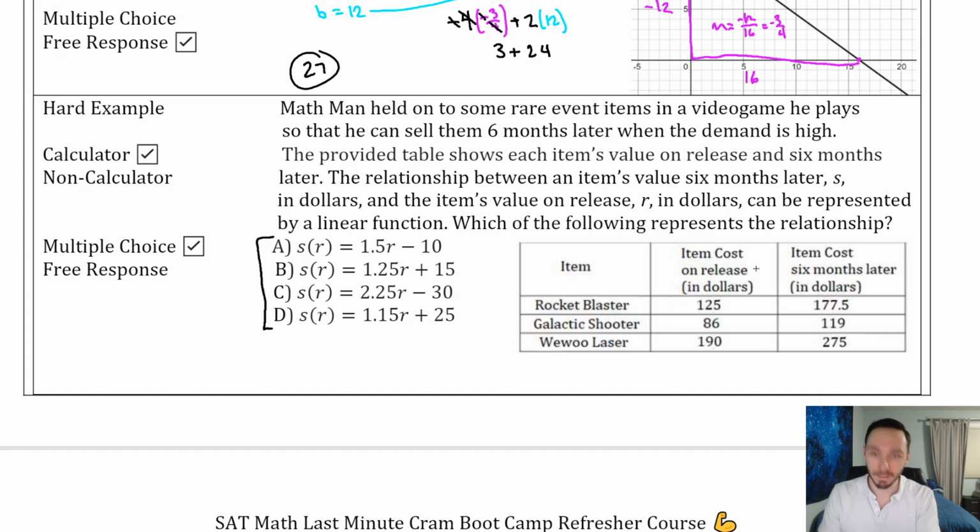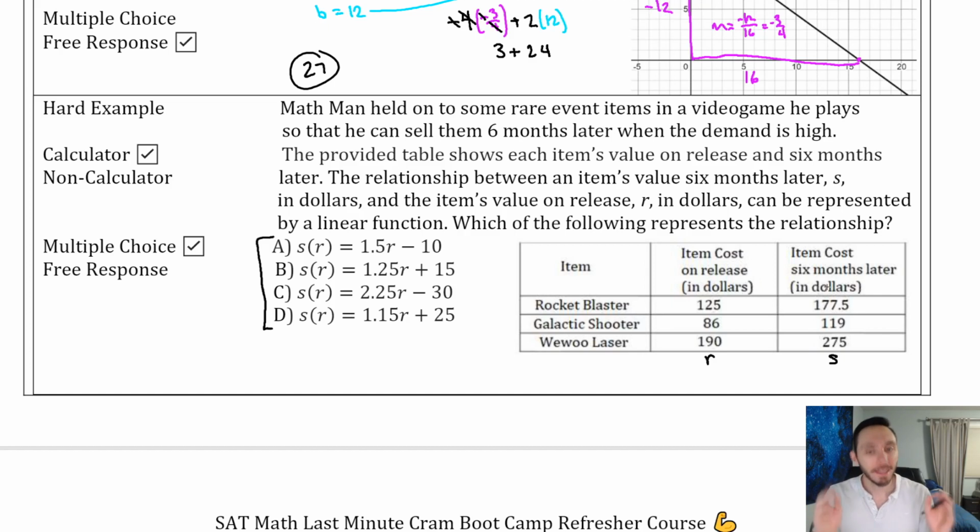Okay, so that's kind of just describing what the table is. The relationship between an item's value 6 months later, S, which is this column, the output, in dollars, and the item's value on release, R, that's your input, in dollars, can be represented by a linear function. It's so wordy. Get used to this. Try to extract what it's really looking for. What is it really looking for? You didn't need to read any of this.